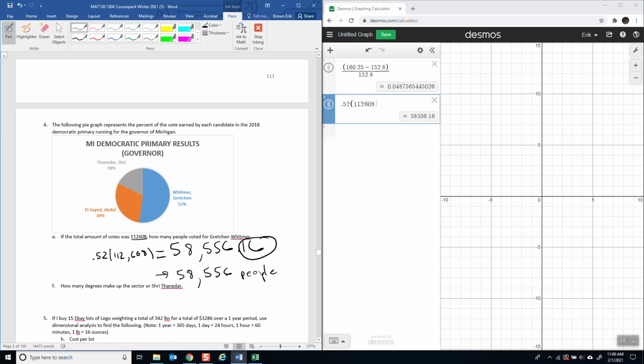And then when we're asked how many degrees make up the sector, that should say for Shri Thanedar, we would do 0.18 times the 360. So again, in Desmos, 0.18 times 360, that would be the number of degrees. And this one, we'll leave it to the nearest tenth of a percent because that's totally possible.